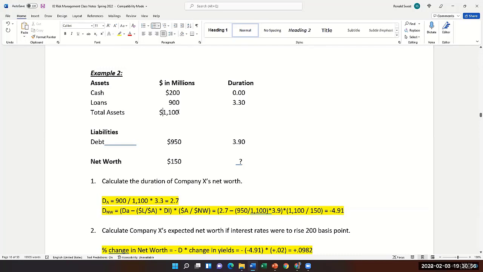Let's say we have a bank with $1.1 billion in assets: cash 200, loans 900. A duration of 3.3 on the loans is more normal, though still probably a little bit long for bank loans. We'll talk a little bit more about that. You notice, probably the most uncertain thing down here is the cash. What is the duration of cash? There's a big debate on that, so we'll talk a little bit about that because it's not quite as easy as it looks here. And then their debt has a duration of 3.9.